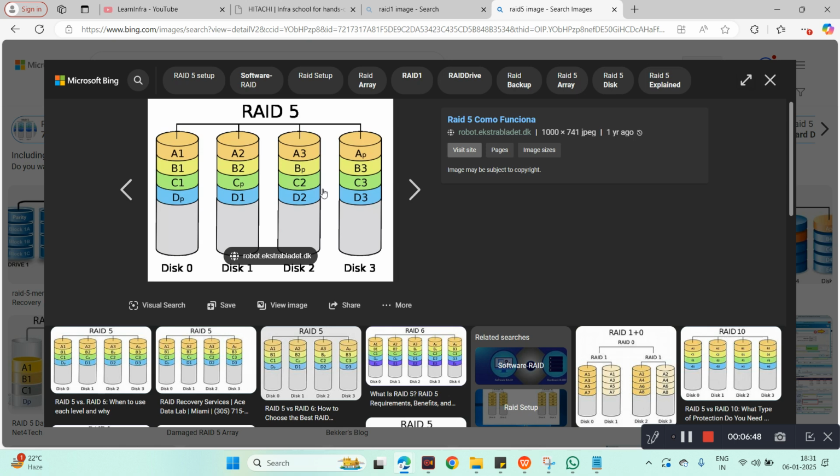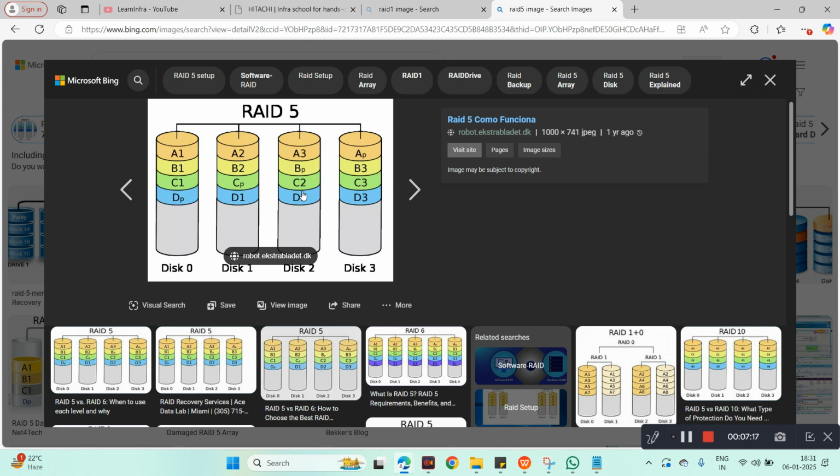In RAID 4, only one of the disks is responsible for all the parity info. So whenever a write comes, it will write the parity on that single disk. But in case of RAID 5, you can see here it's spread across all the 4 disks.